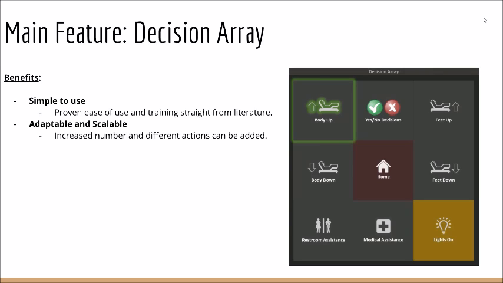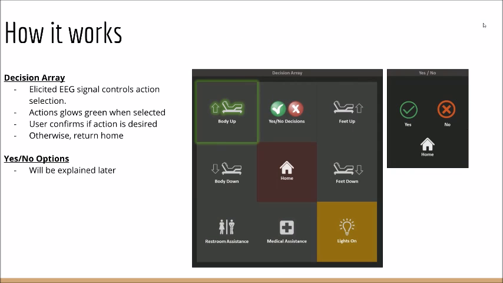The two main benefits include simplicity, which is proven by existing literature, while scalability and adaptability revolve around the ability to increase the number of actions and also add different actions. It works by eliciting EEG signals to control action selection. Actions then glow green when selected, and then the user confirms if the action is desired. Otherwise, it will return home. Yes/no options will be explained later.